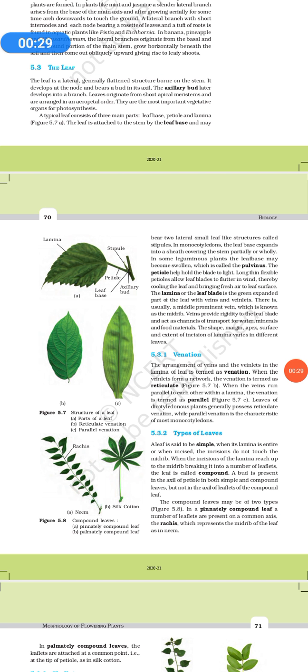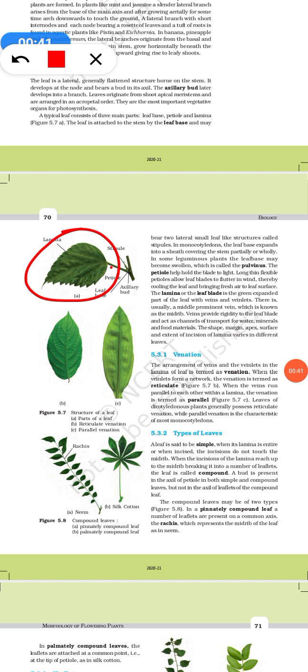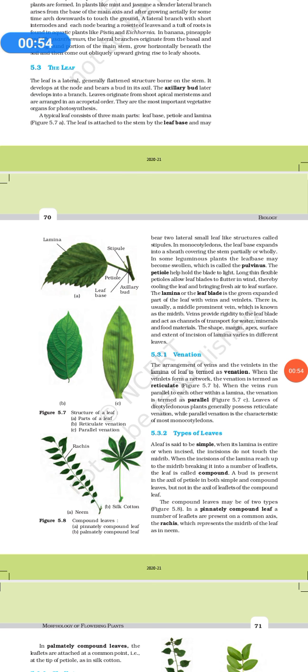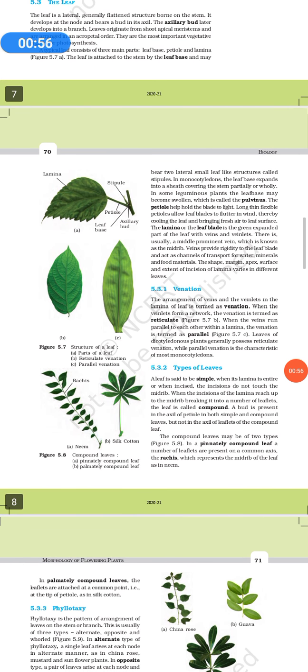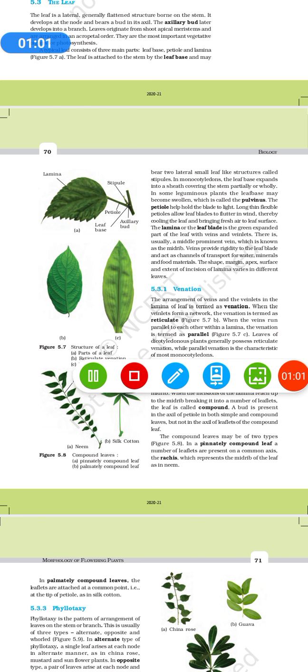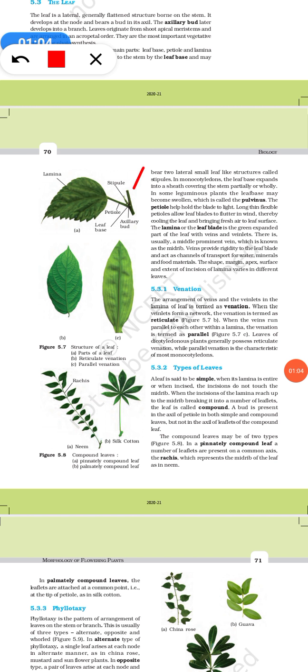A typical leaf consists of three main parts: a leaf base, then we have a petiole that we have here, and then we have a lamina. Okay, so this is how a leaf is. Now the leaf is basically attached by the leaf base and may bear two lateral small leaf-like structures known as stipules. So they might have small structures like this, known as stipules.